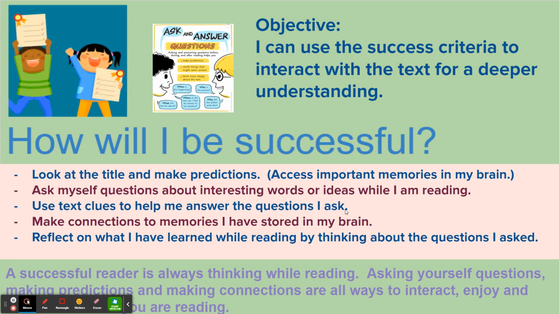So our objective today is that I can use the success criteria to interact with the text for a deeper understanding. How will we be successful? Well, first, we're going to look at the title and make predictions. We're going to access those important memories in our brain to help us make those predictions. We're going to ask ourselves questions about interesting words or ideas while we're reading. We're going to use text clues to help me answer questions that I ask. And we're going to make connections to memories that we have stored in our brain.